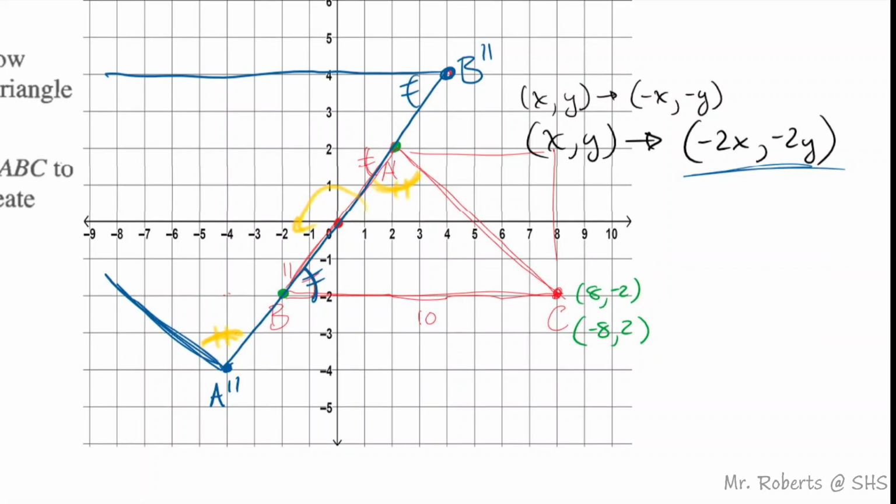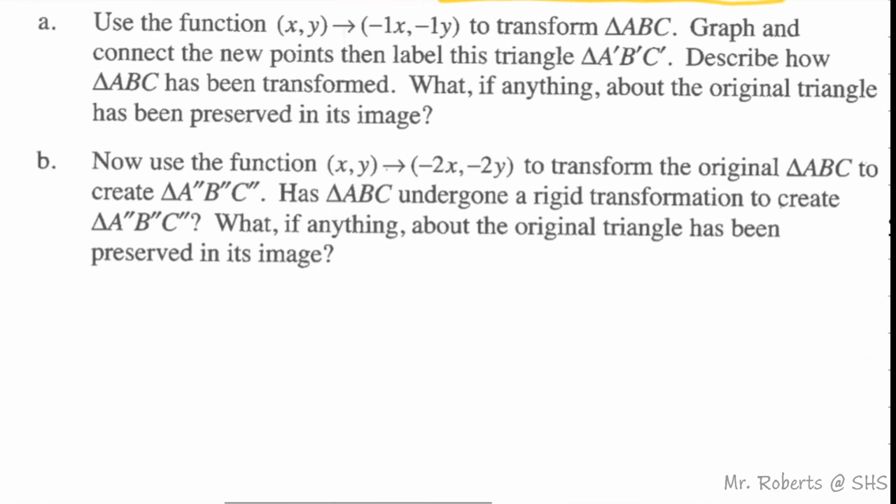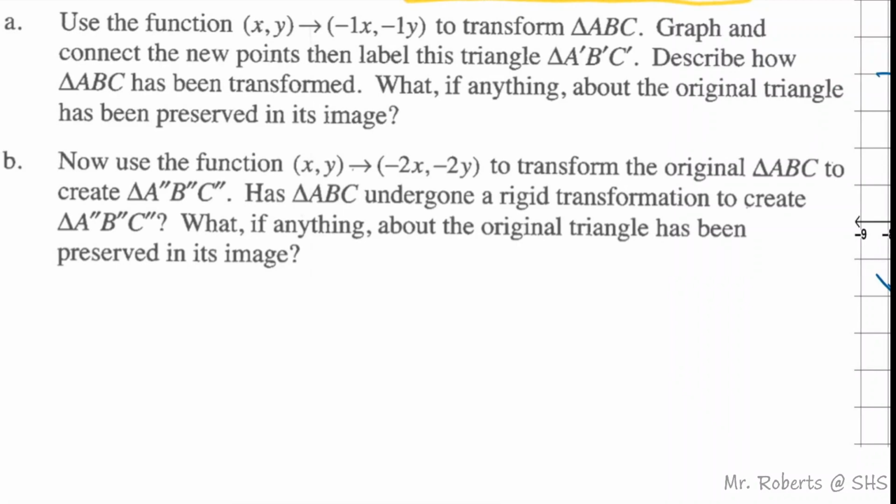But the side lengths were not. The side lengths I can see from the two sides I do see, or from side AB, it looks like it doubled in size, right? So it was not preserved. So I would say the angles were preserved, but not the size, right? And it has not undergone a rigid transformation, right? This is not a rigid transformation because the size of the shape doubled, right? The length of the dimensions doubled.